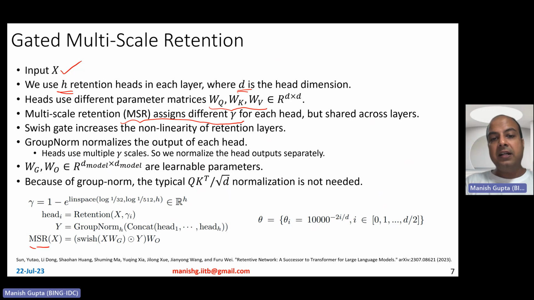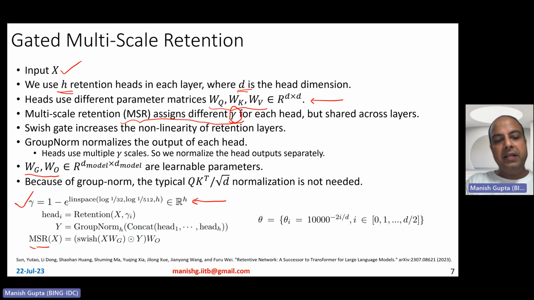So these gammas are specifically assigned per head, and they are shared across layers. Okay, they are not learnable. Neither gamma nor theta are learnable. The only learnable weight matrices are WQ, WK, WV, and later we will see there are other weight matrices which are learnable, but gamma and theta are not learnable. Right? So gamma is assigned in a way such that it is different for every head in the layer, but it is shared across layers. Okay. So in fact, gamma is assigned like that.